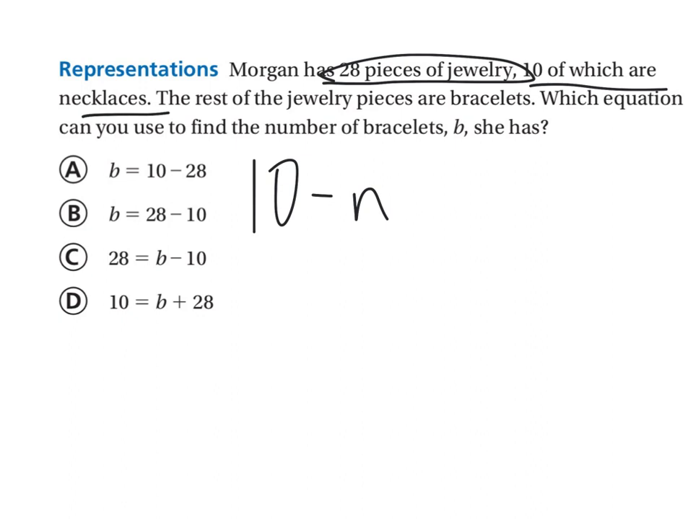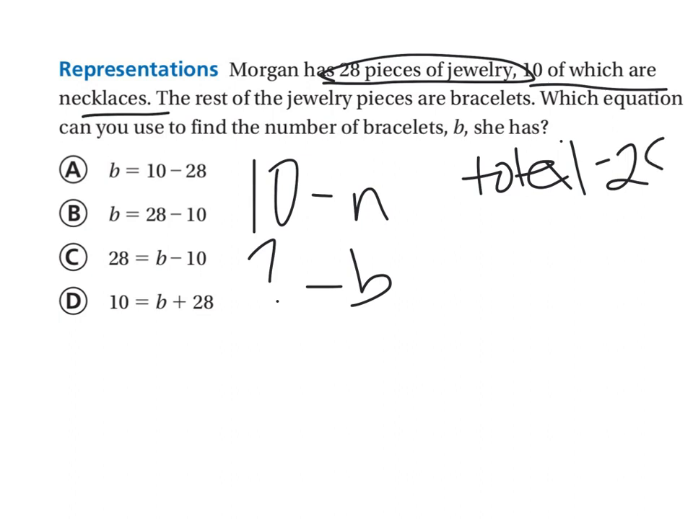It says the rest of our jewelry pieces are bracelets. Okay, so I know that there's going to be a B here. Which equation can you use to find the number of bracelets? Okay, so pretty basic here. I've got some jewelry. I've got a total, and my total here is going to be 28. And then I've got 10 necklaces, but I don't know about bracelets.